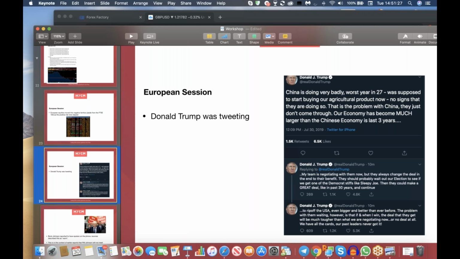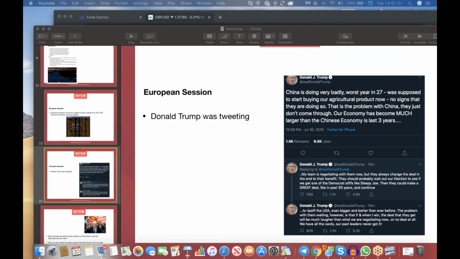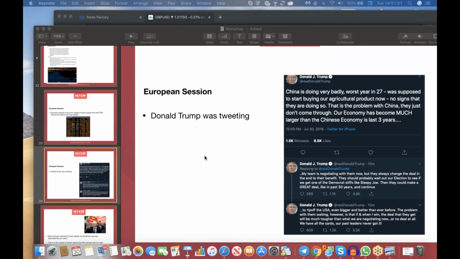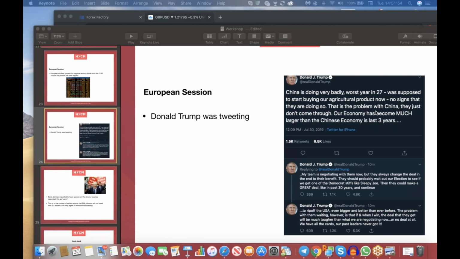Our past leaders never got it. Now you see that kind of speech is very tough language, and it means the negotiations are going to be hard. So, we saw yields down, we saw equities down. So there's a risk. There was a mild risk on sentiment, and that turned to a mild risk off sentiment. No one was hopeful, particularly about these talks anyway.